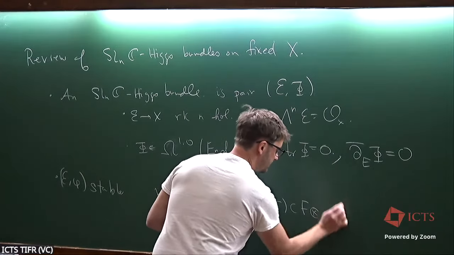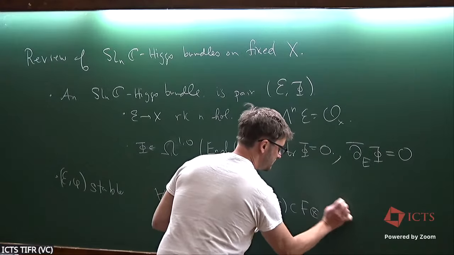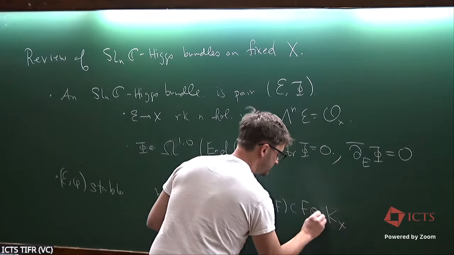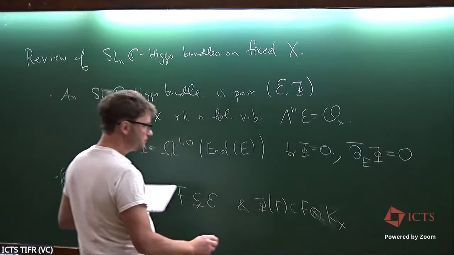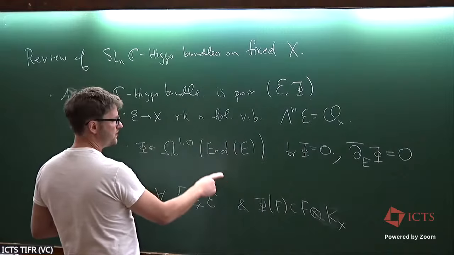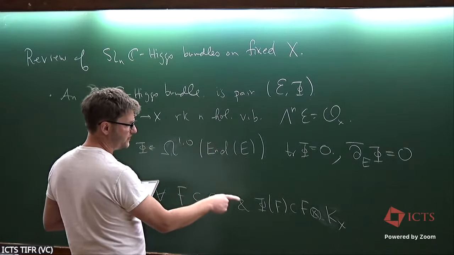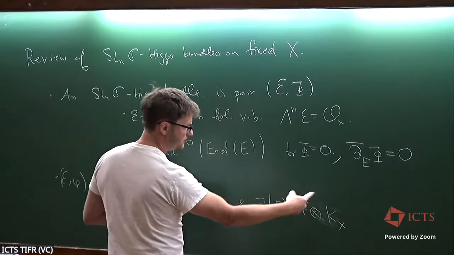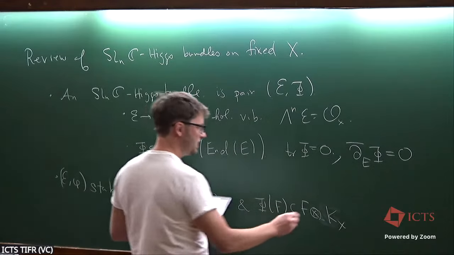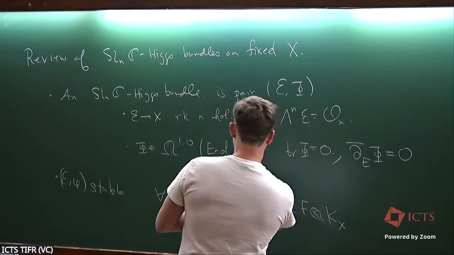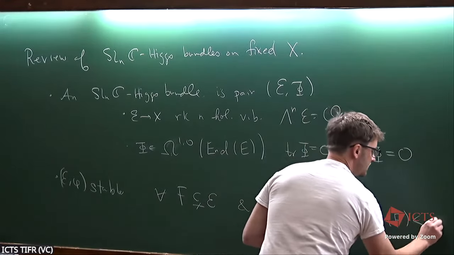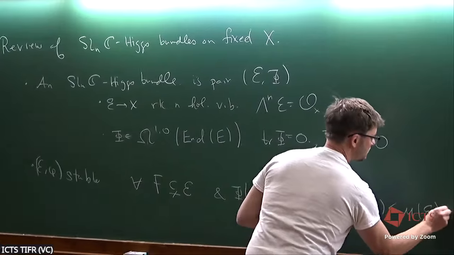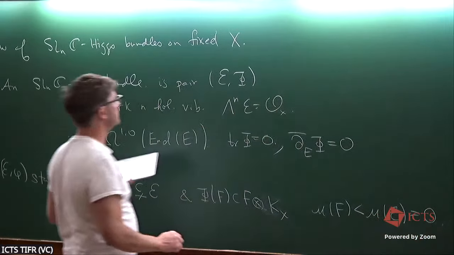So I think I wasn't using a notation yet, so I'll use K for the cotangent bundle. So if the Higgs field, a one form valued in endomorphisms, maps F to itself, twisted by the cotangent bundle, then for all these, the slope of F is less than the slope of E, and since I assumed the determinant was trivial, that's always 0.